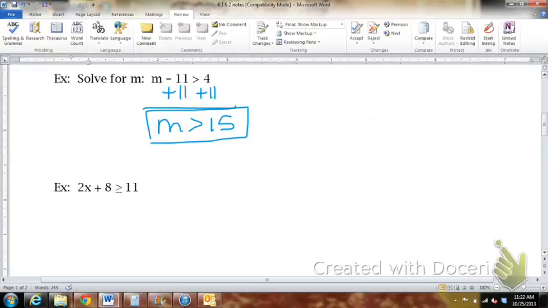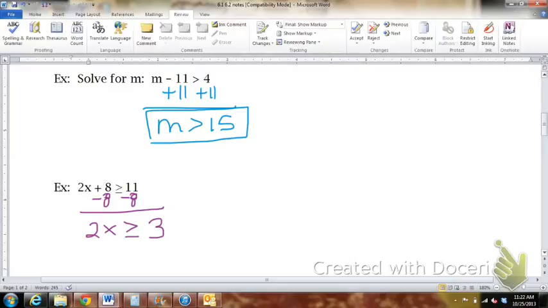In the next example, it's a little more complicated. Okay. So I still want to get the x by itself. So when you have more than one number on the same side with the variable, you want to move the addition or subtraction first. You don't have to do this, but it helps to avoid fractions. So if you can add or subtract first, it'll just make it a lot easier. So I'm going to move plus 8 by subtracting 8 from both sides. I'm left with 2x is greater than or equal to 3.